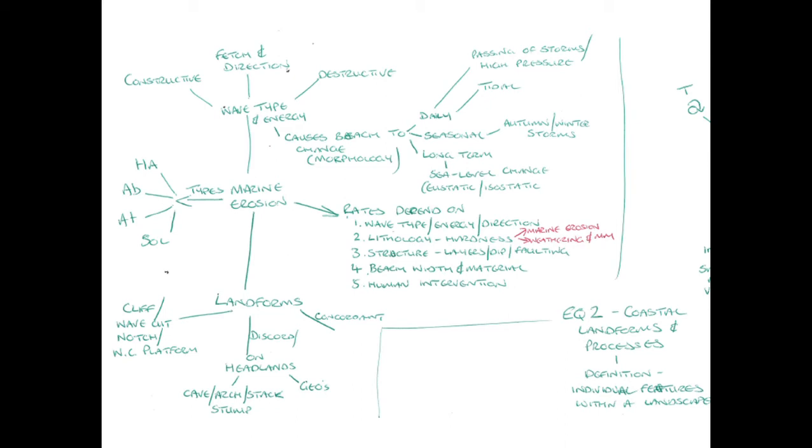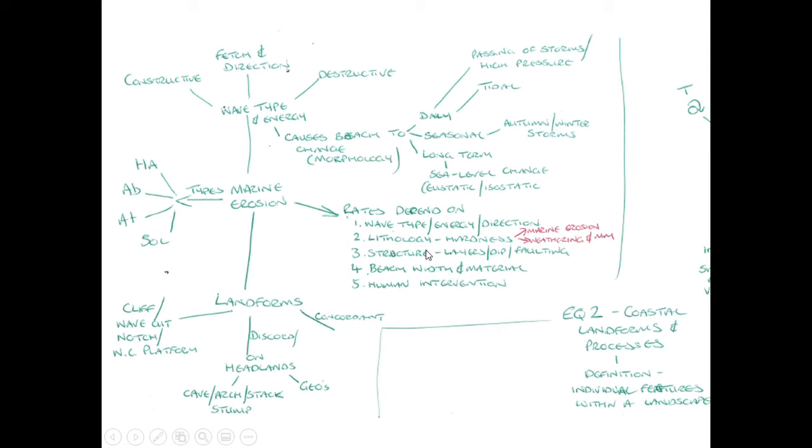Marine erosion, and the rate of this erosion, can depend on a number of different factors. We've already talked about the wave type, the wave energy, and the direction from which it comes, because the direction can have a direct impact on the transportation, the longshore drift and movement of material, which will help to influence the beach width. Beaches are very important because the bigger the beach, the more energy it can absorb before the waves reach the backshore and the cliffs, causing erosion on those.